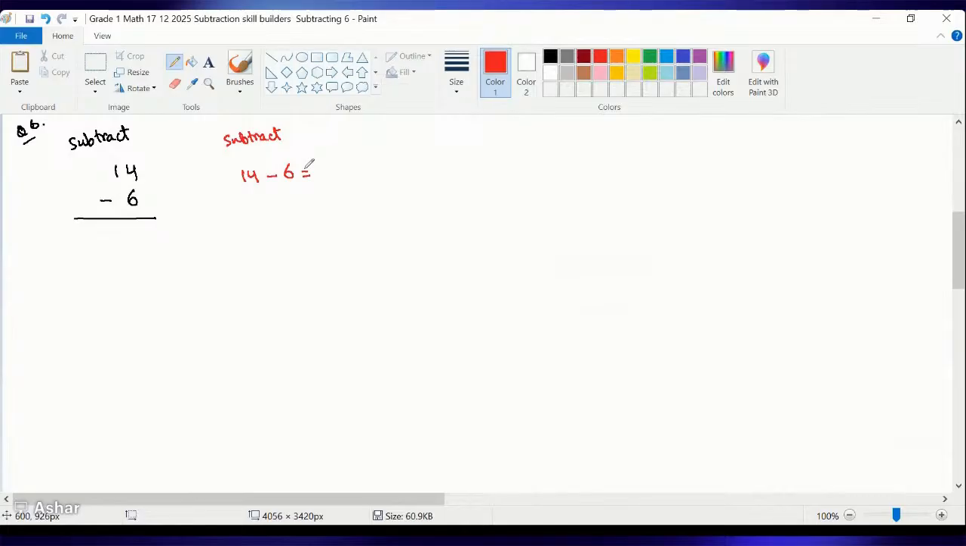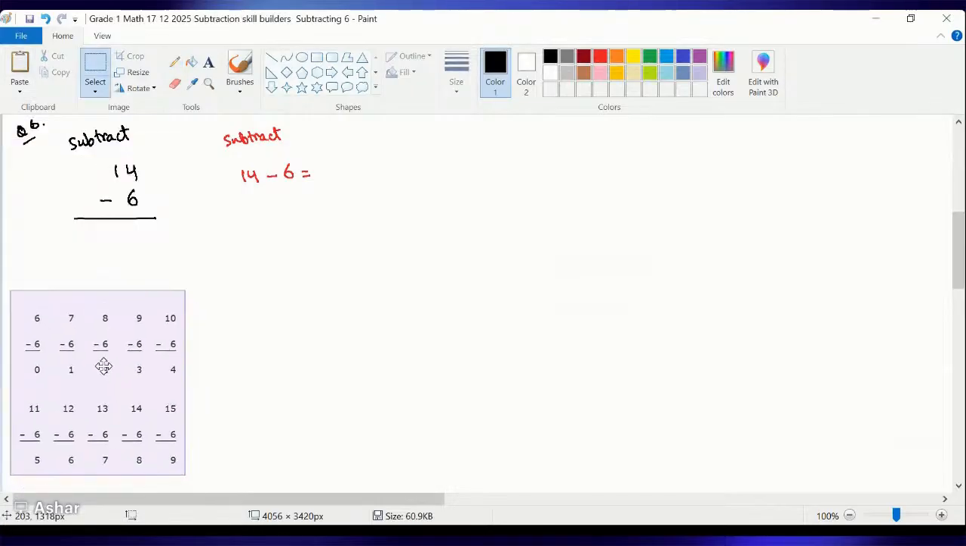Fourteen minus 6, they are saying. So we know that we have the grid. And in the grid, we know that we can find the values. From this grid, we can find the value and we can say 14 minus 6 would be 8, right?